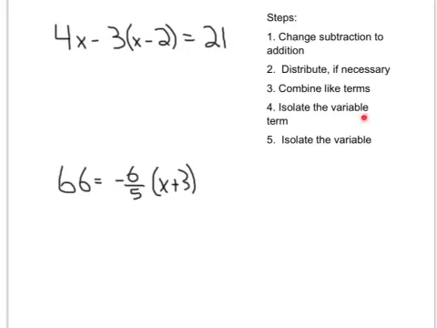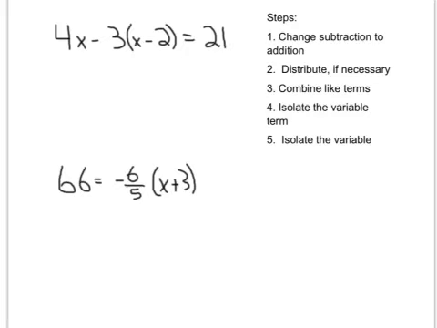You're going to isolate the variable term. The variable term is like 3x or 2x or negative 1x, whatever it is. Get the term with the variable by itself. Then step 5 is to isolate the variable. Get the variable itself alone. Okay, so get x and whatever it is by itself. Alright, so let's look at the first example here.